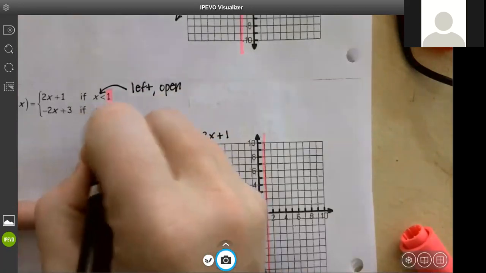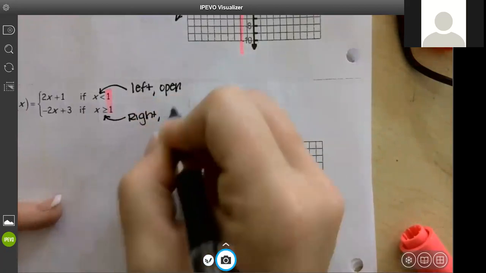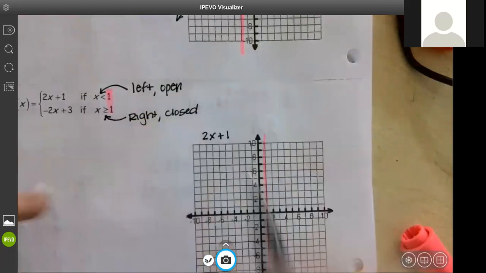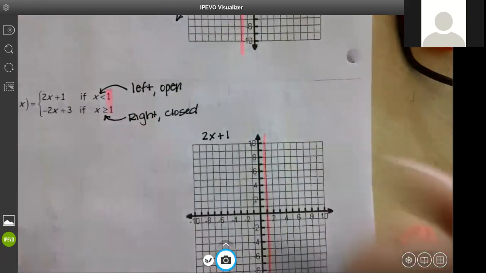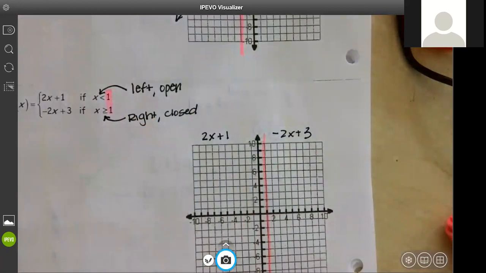If you look at the next one, this one is pointing to the right, and it's equal to, so it's closed. So this function goes on the right.